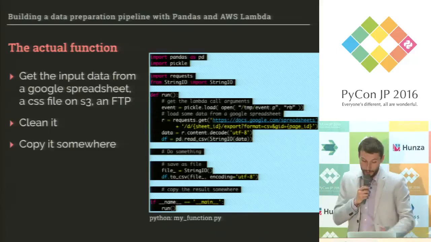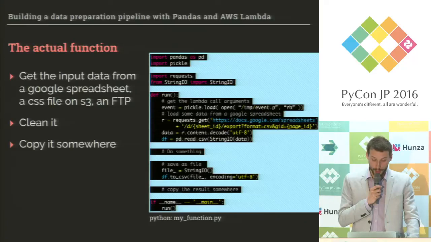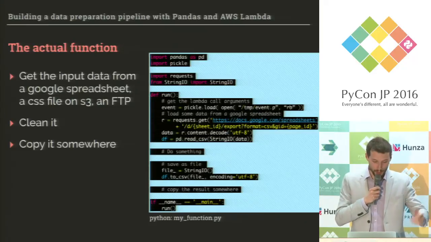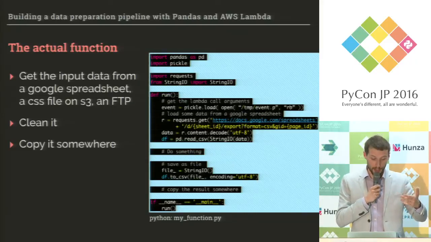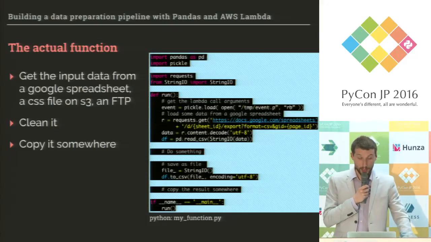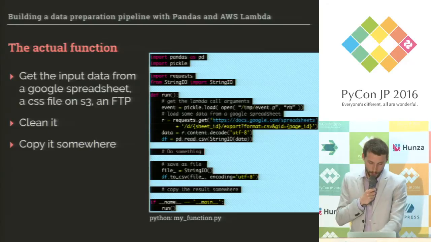So in that example, I'm loading data from a Google spreadsheet, decoding it, putting it in a data frame. Then we do something with it, and at the end, I write the output to a file, and I can copy that file now on S3. I can copy it on FTP. And that's finished. And that would be a typical use case of a data preparation function on Lambda.